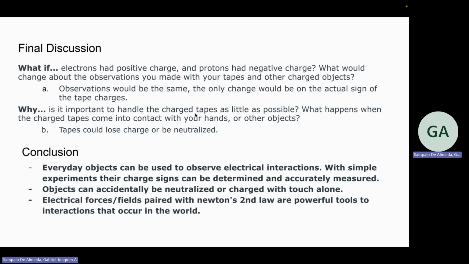And also, why is it important to handle the charged tapes as little as possible? This is so that the tapes don't lose charge or become neutralized if they touch any objects.